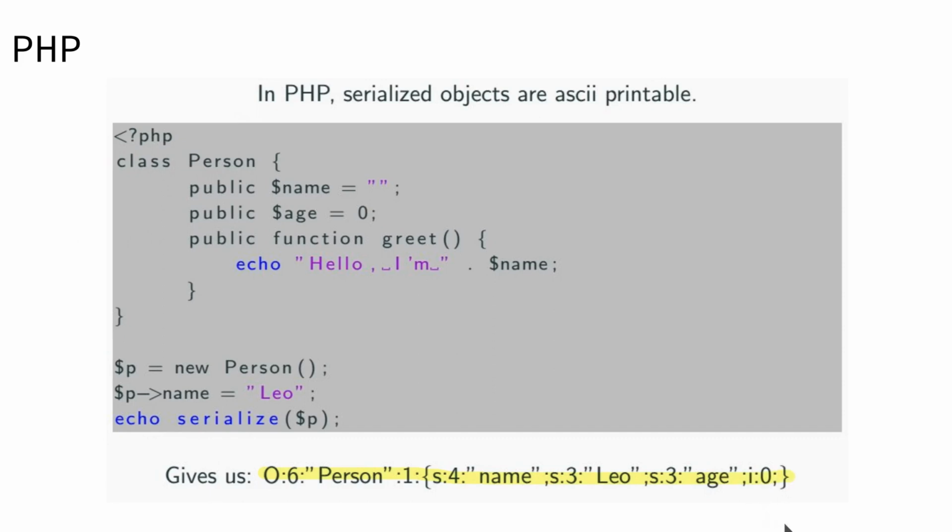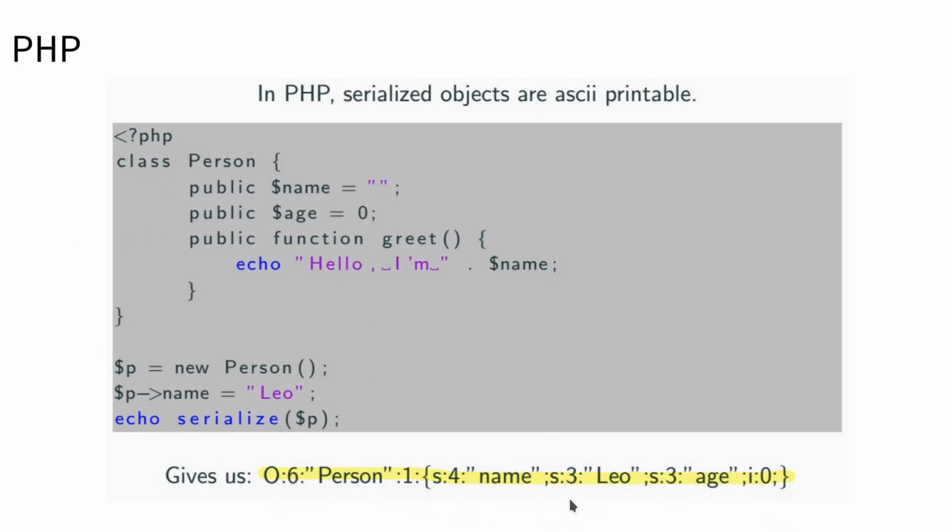This is an uncommon type of serialization format because it's actually human readable. It only uses ASCII characters. So it says 0:6, that means it's an object, the type is 6 characters long, person, string 4 characters long is the key, the name, the value is string 3 chars long, Leo, and so forth and so on. So it's a human readable ASCII printable serialization format.